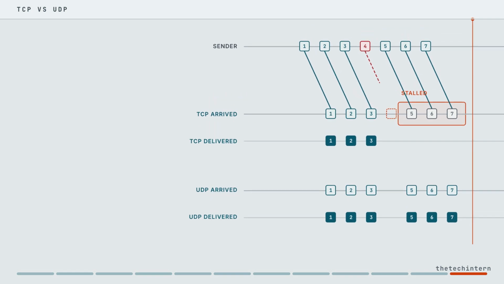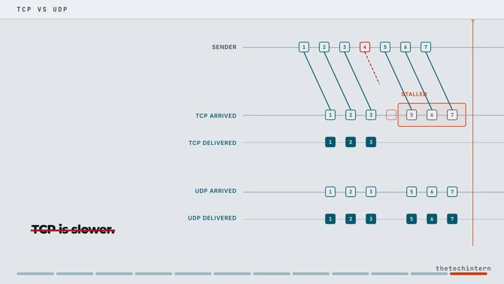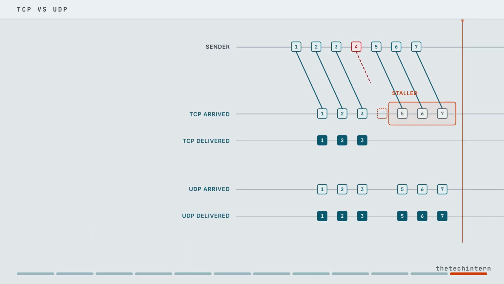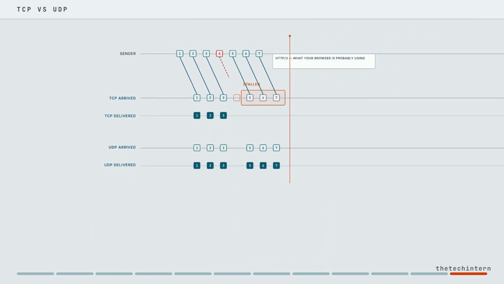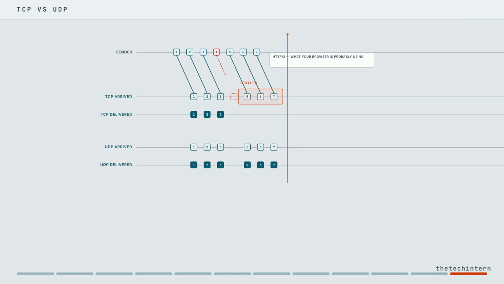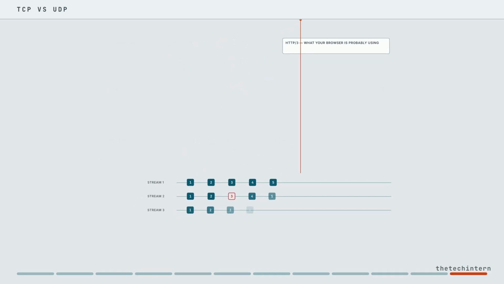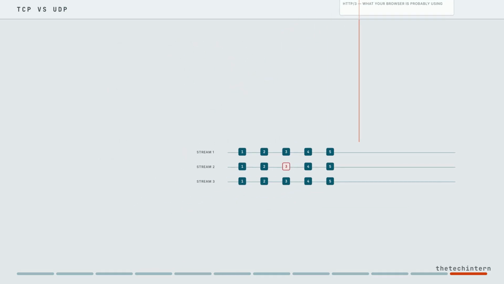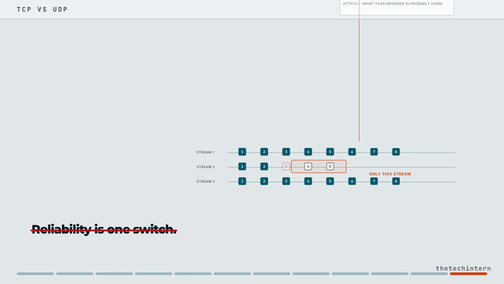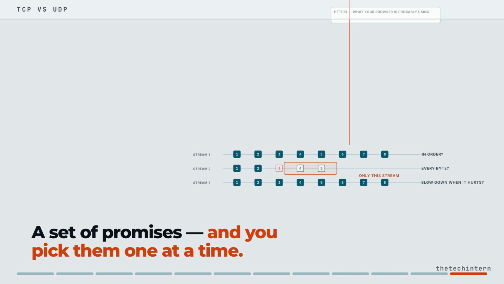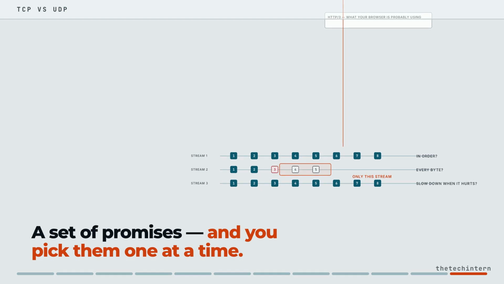Back to that stall one more time. TCP wasn't slower, it was waiting. The wire was the same speed the whole time. And there's a last thing worth knowing. HTTP/3, which your browser is probably using right now, runs on UDP, and it rebuilds ordering itself. But per stream. 3 streams, one loses a packet, that stream stalls. The other 2 keep delivering. The hole is still there. It just doesn't block anything behind it. Reliability was never one switch. It's a set of promises. And now you can pick them one at a time.